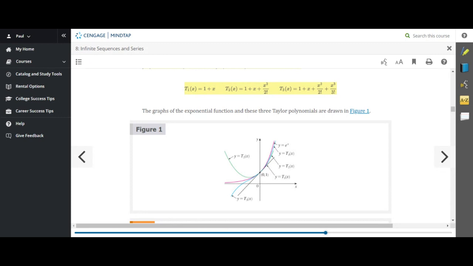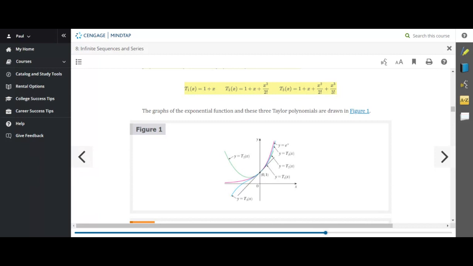All right, Taj has a thought there. What do you think? Which polynomial does the best job overall? T1, T2, or T3? Which one does the best job in approximating the exponential function over a wide range of x values? So Ange and Taj think it's T3, and that's true.